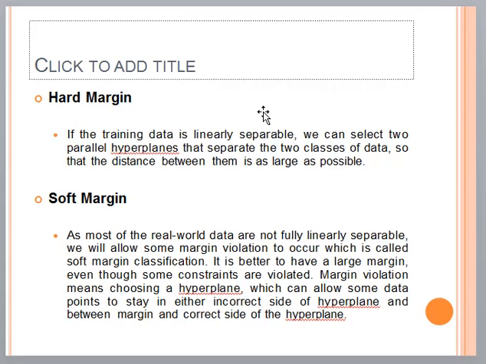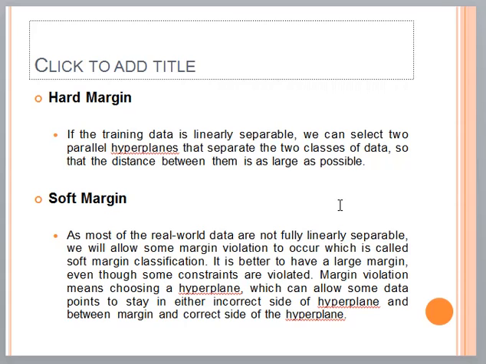On the other hand, for the soft margin, as most of the real world data are not fully linearly separable, we know that the linearly separable case is very distinct, and in most cases it is a non-linear problem. We will allow some margin violation to occur, which is called soft margin classification. So in order to deal with most real life situations, we allow the margin to have some violation, right? And if we allow some violation, then it will be considered a soft margin.